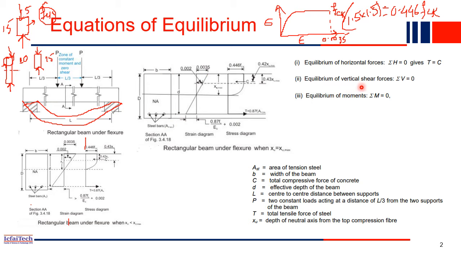And now equilibrium of shear force. Is there any vertical force acting on this section? No, because we considered the middle section, right? In the shear force diagram, the middle has zero shear force, so there is no vertical force acting on this portion. So the summation of all vertical forces equals 0. Similarly, equilibrium of moments. That's why we have three equilibrium equations: the summation of all horizontal forces equals 0, the summation of all vertical forces equals 0, and the summation of moments about any particular point should be equal to 0. These are the three equilibrium equations we have to satisfy.